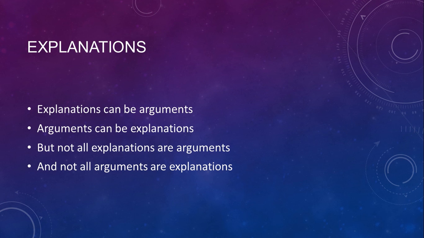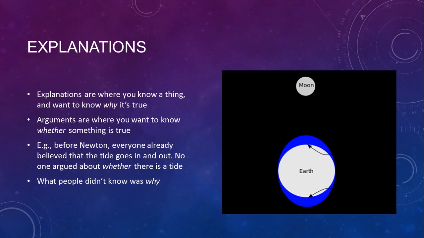Okay, and let me try to clear up when you should call something an explanation and when you should call it an argument. So an explanation is where you know a thing and you want to know why it's true. Okay? So arguments are when you want to know whether something is true.